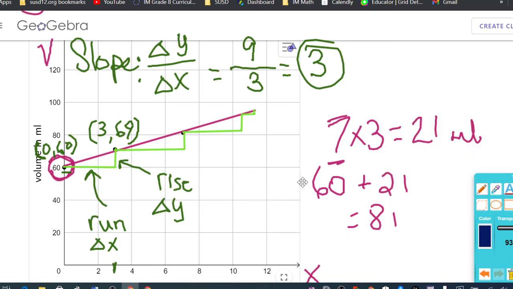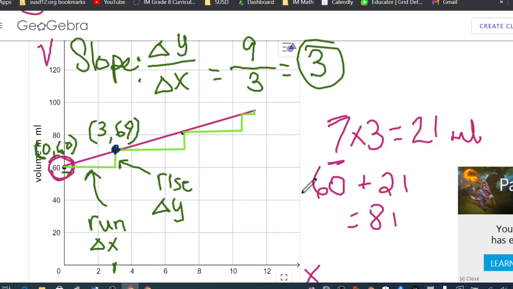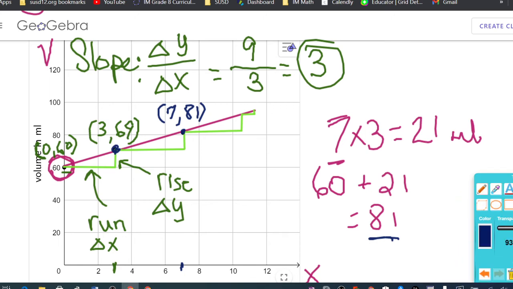I'll change my color. So going from this point to this point. Remember, this point's coordinates are 81 milliliters and 7 marbles. So x equals 7, y equals 81. Now, what are the side lengths of this triangle? This side length is the change in x, and it changes from 3 to 7. So the base of the triangle has a length of 4 units.